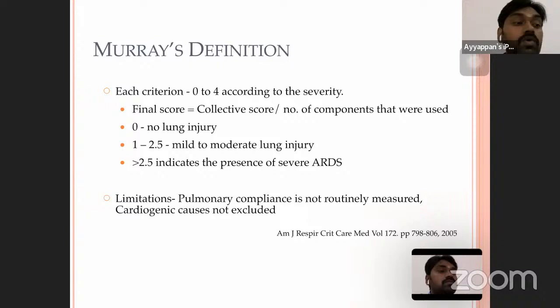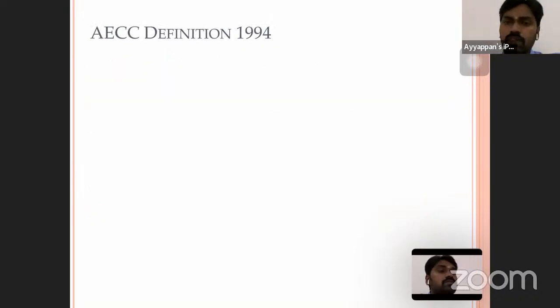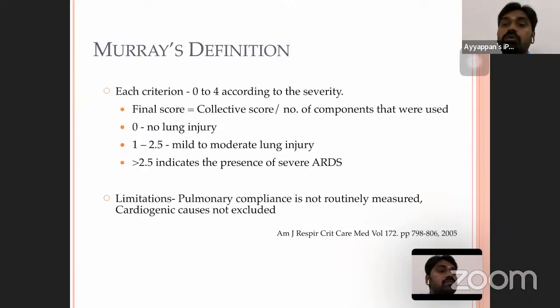And there is a score of more than 2.5, severe ARDS. And any patient who has a score of more than 2.5 can be referred to an ECMO center as an indication for referral. And if the score is more than 3, they should be strongly considered for ECMO. Again, this had its own limitations because pulmonary compliance cannot be routinely measured in all patients.